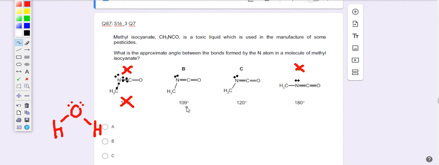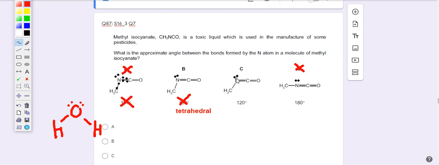Now let's look at B. 109. 109 is for a tetrahedral compound. Okay, but if you look at this compound, it is not a tetrahedral compound because nitrogen is not bonded to 4 groups of atoms, right? It only has 1 lone pair and then two bondings. So it cannot be 109. 109 is also too small for methyl isocyanate. So the closest one is 120.